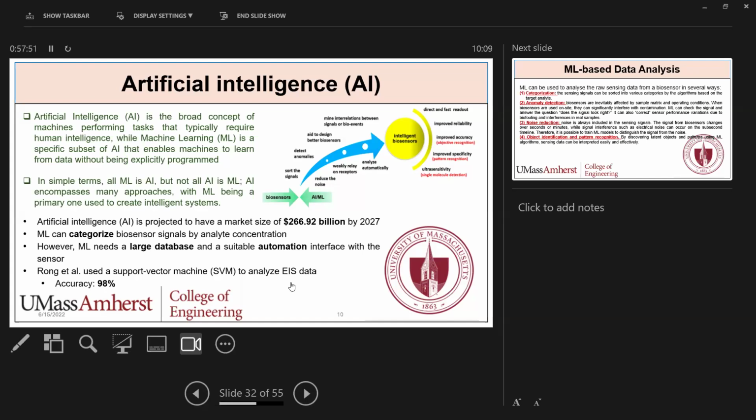And this machine learning, or artificial intelligence, is projected everywhere now. It is projected to have a market size of 266 billion by 2027. So what exactly does it do? A machine learning intelligent biosensor gives direct and fast readout, improved reliability, improved accuracy, improved specificity, and ultra sensitivity, right? Sensitivity and specificity are the most important parameters in almost all the analysis for cancer prediction. And there is one paper where they used SVM to analyze EIS with an accuracy of 98%.